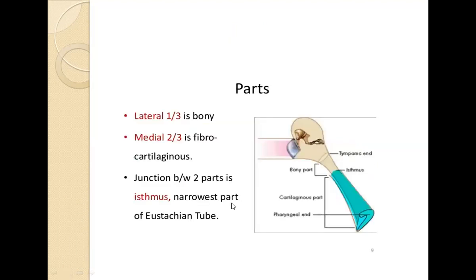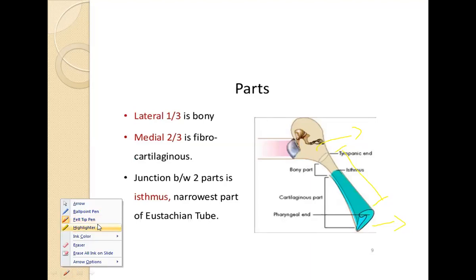Now moving on to the parts. This is the tympanic cavity, and this is the nasopharynx. We already know the auditory tube is a connection between the tympanic cavity and the nasopharynx. This entirely is what is called an auditory tube. There are two parts, right? The bony part and the cartilaginous part. The bony part is 1/3 the entire length, and the cartilaginous part is 2/3 the entire length.